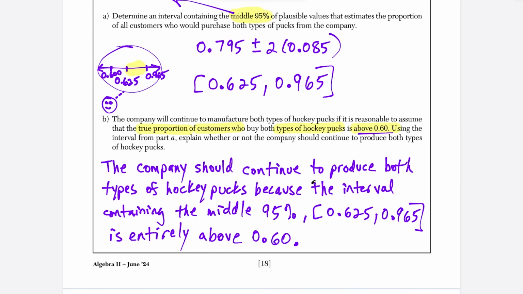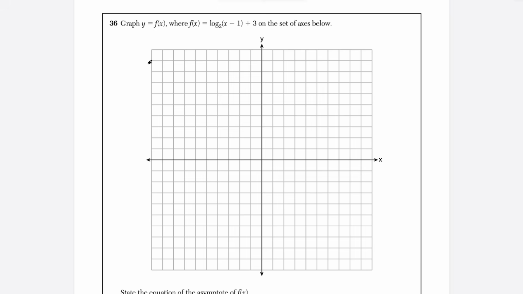So notice here, this explanation uses the middle 95% interval from part A. So that is referenced. And since that interval is entirely above 0.60, the company should continue to produce both types of hockey pucks. Question 36.